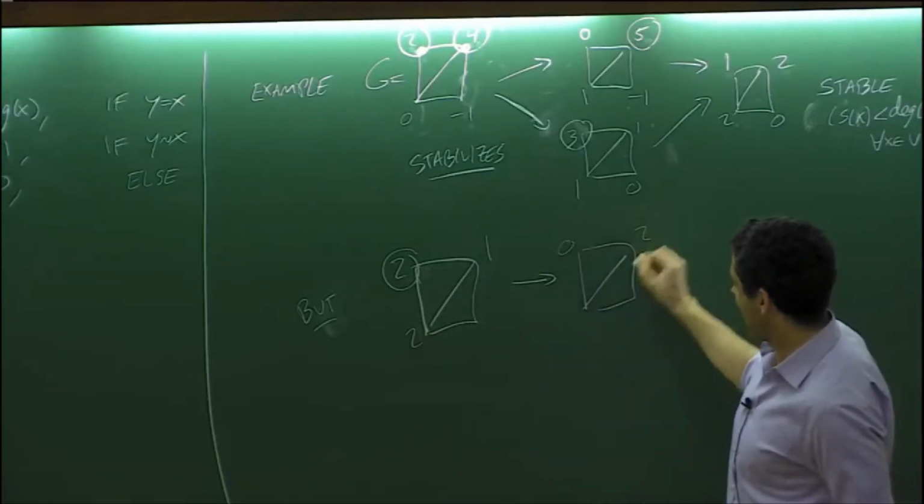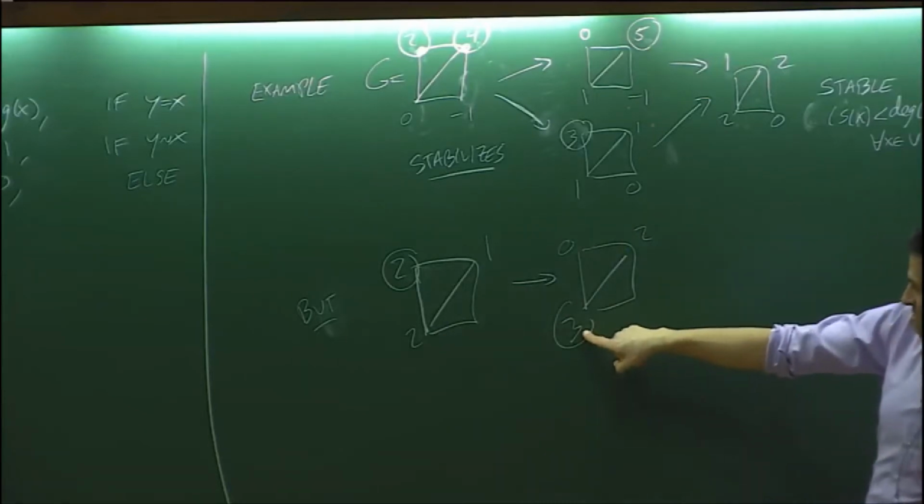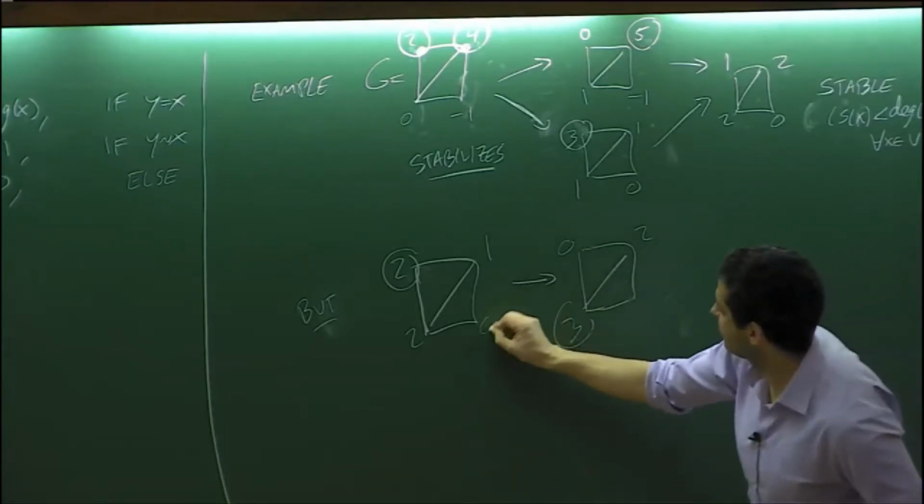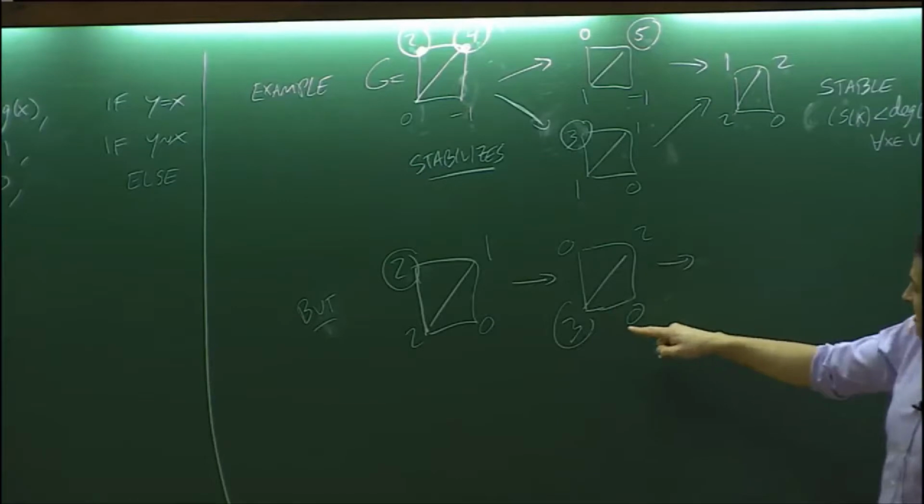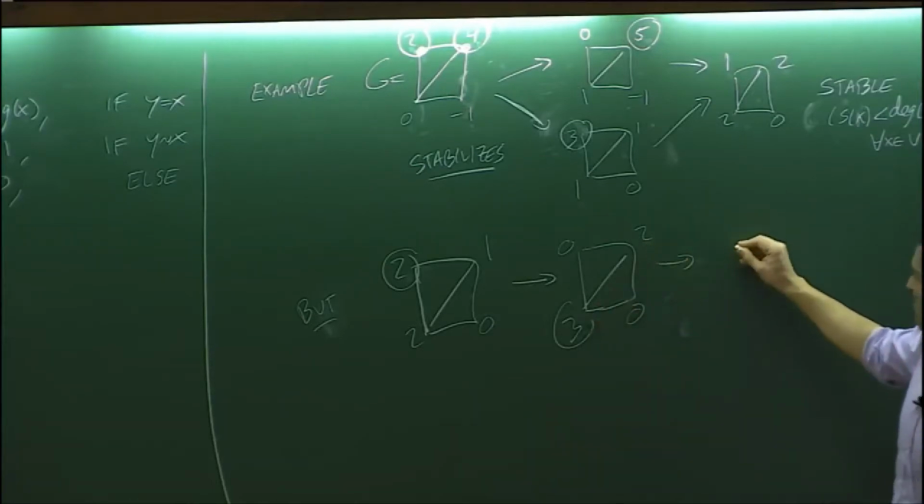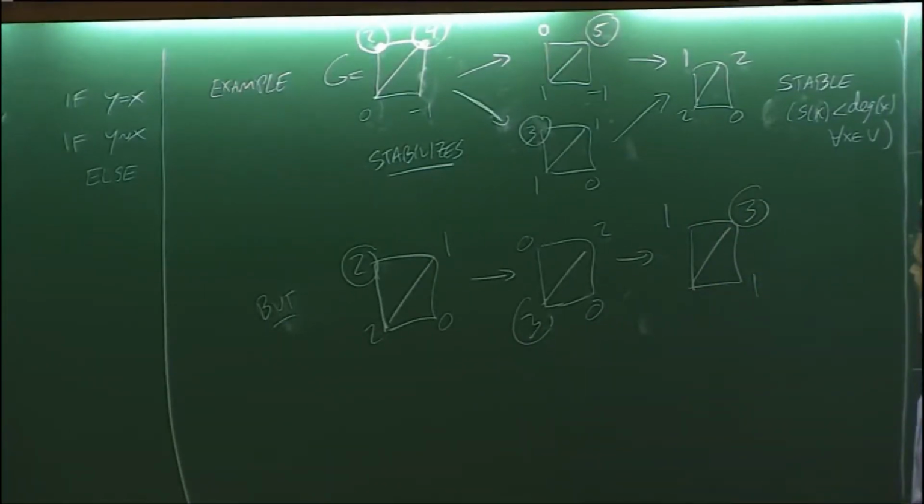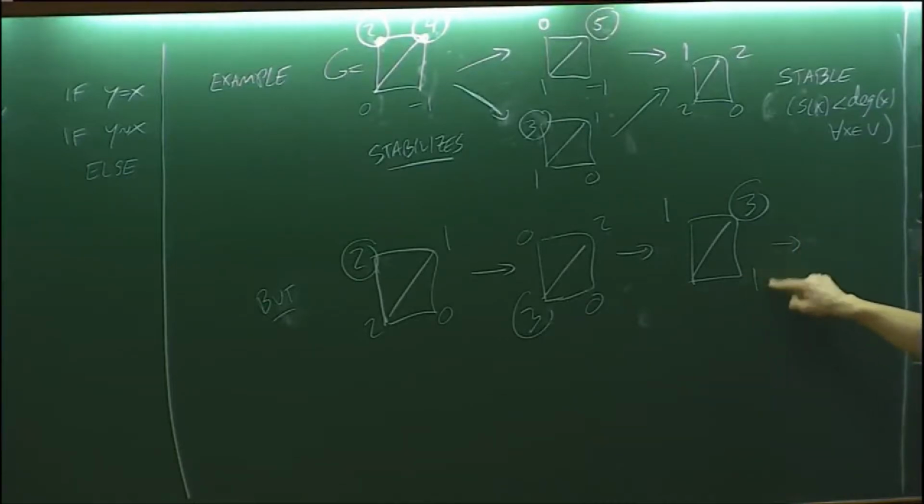And so now you've destabilized this lower left corner. And then if you topple that, then you will destabilize the upper right corner. And if you topple that, you'll destabilize the lower right corner. And then if you topple that, then you'll have toppled each of the 4 vertices exactly once.